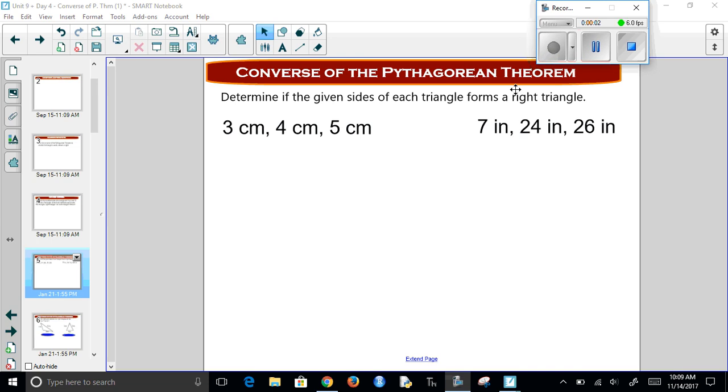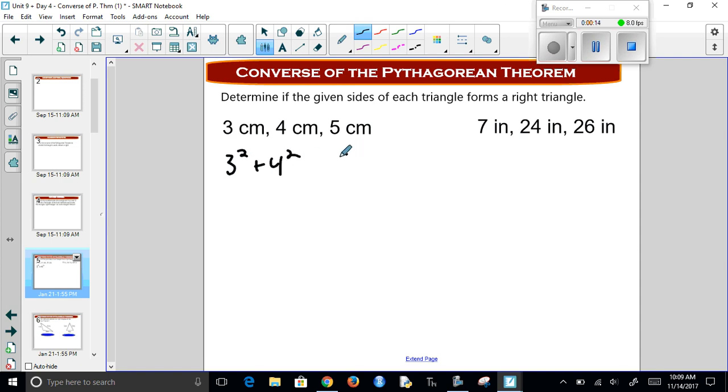Hello, we're going to look at the converse of the Pythagorean theorem a little bit more than we did in chapter 2. So if we want to see if something forms a right triangle, I can do 3 squared plus 4 squared, see how that relates to 5 squared, with a little question mark there. That's 9 plus 16 is 25, and that equals 25, so we know that's a right triangle.